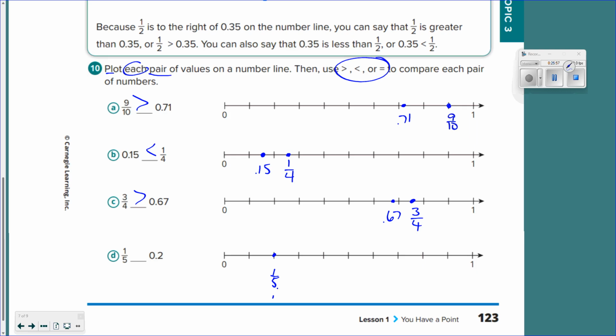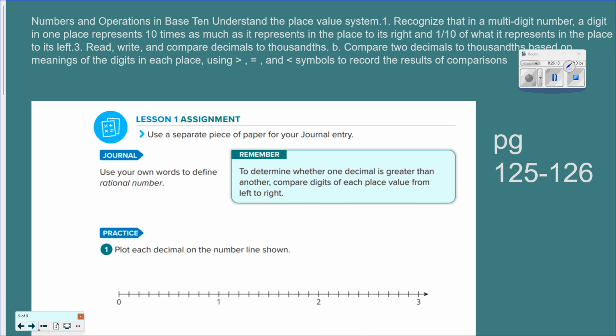Makes sense. Any questions on anything we covered so far? No, sir. Okay, let's look at our homework. 125. Your journal entry: use your own words to define that number. We just gave you the definition. Fractions. Our next part, we just did this exercise.